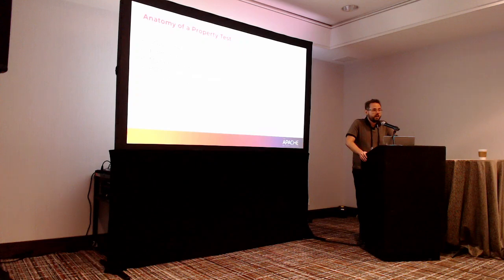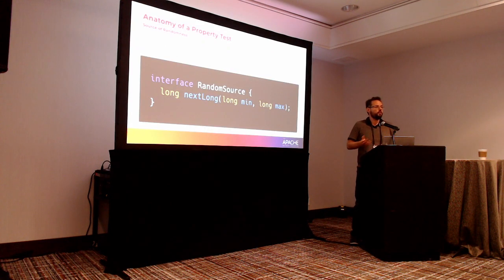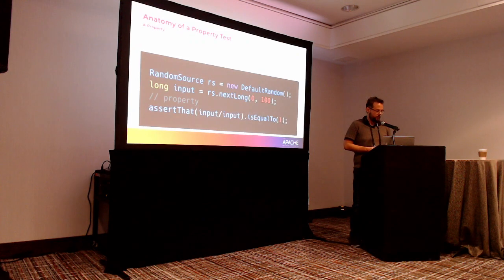So what is a property test? What does it look like? There are a couple of basic things, and I'll go over each one in isolation. So first, you have to start with a source of randomness. And the most basic one is, give me a number between some range. Once you have that, you have to define your property. Here I'm saying my property is that the numbers between 0 and 100 divided by itself equals 1. And wait, there's that insert. A property is just an assert that you've been doing your entire career.